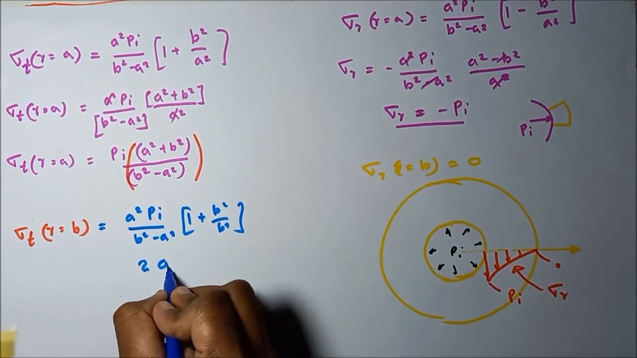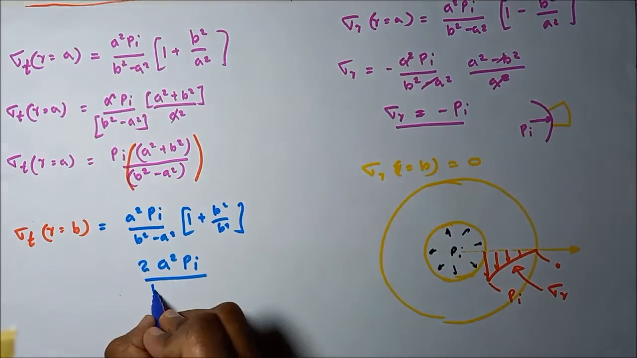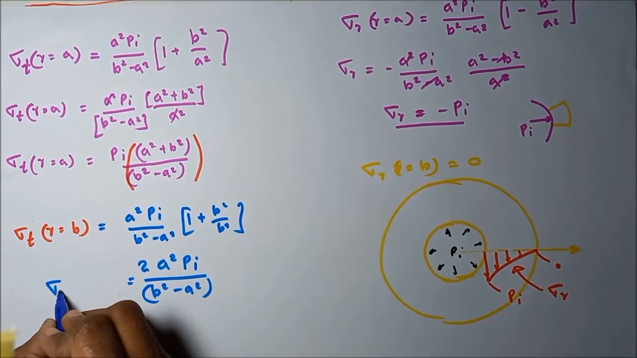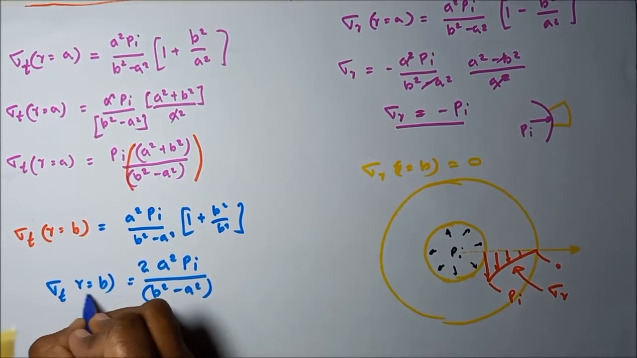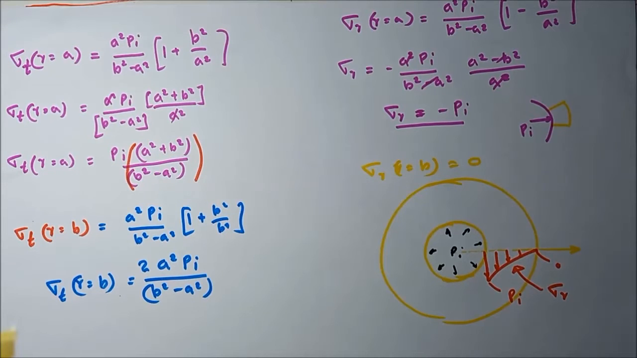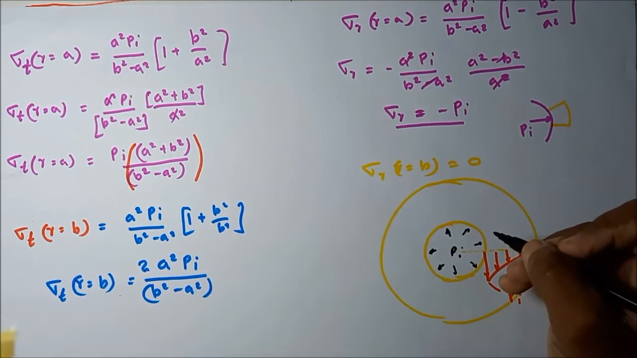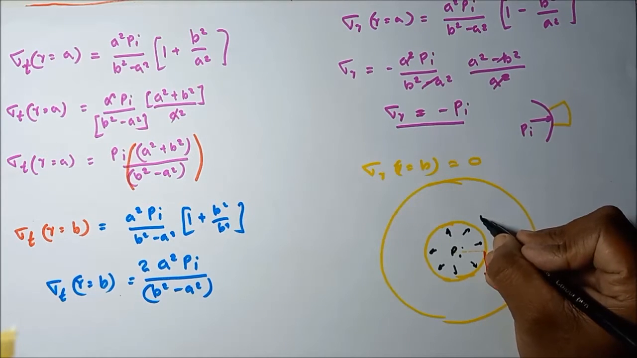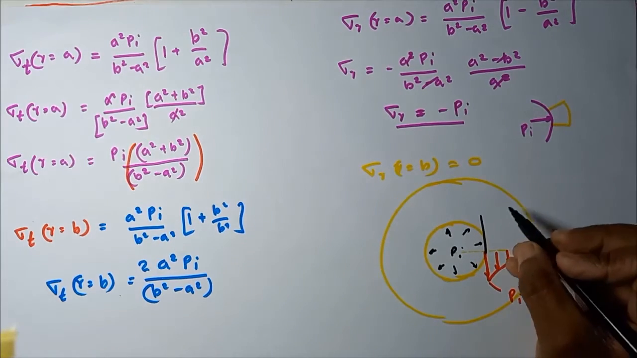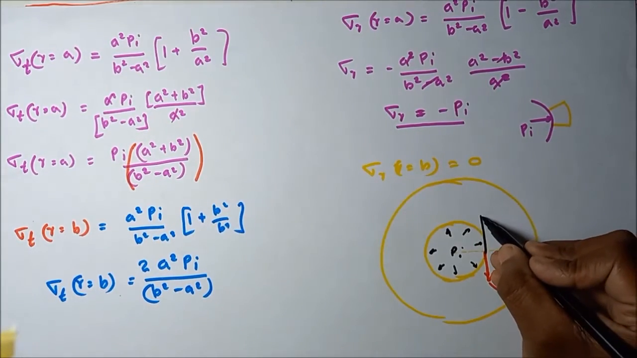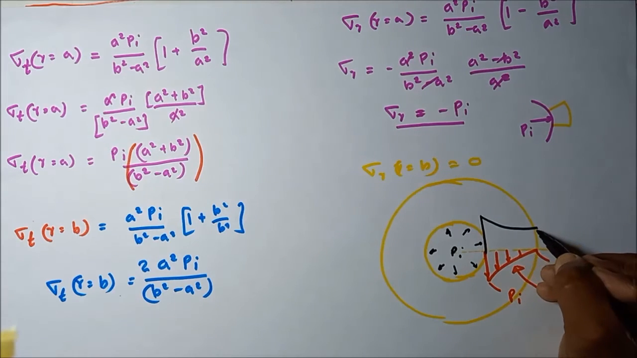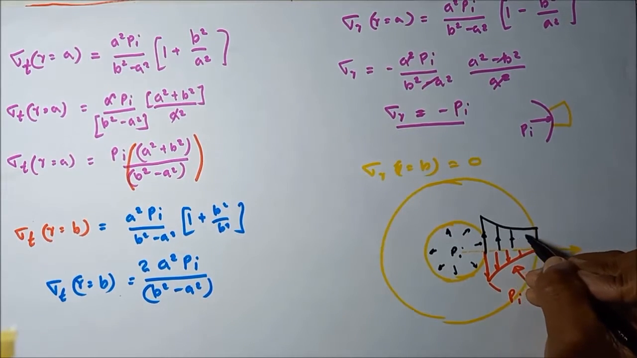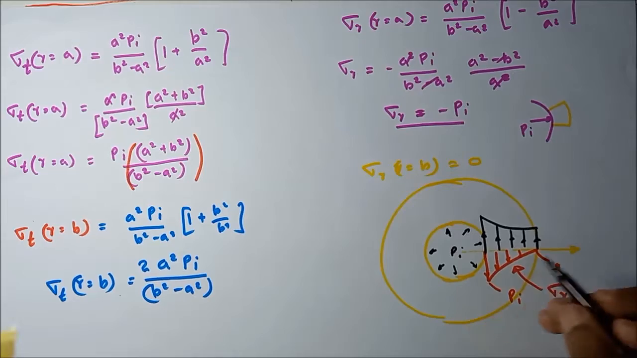That means 2 A square Pi divided by B square minus A square. Here this time it is not equal to 0 like radial stress; it has a certain value. Then these stresses we can also mark on this diagram. In this case the developed tangential stress is greater than the internal pressure. So this is how sigma T varies in the radial direction when the cylinder is subjected to internal pressure only.